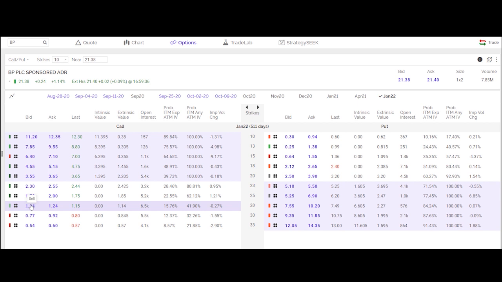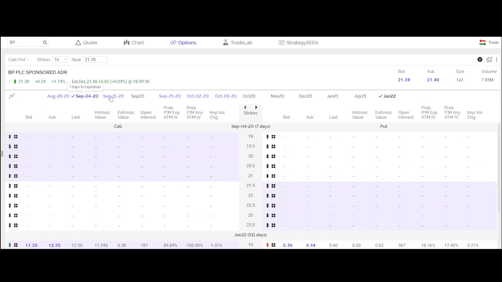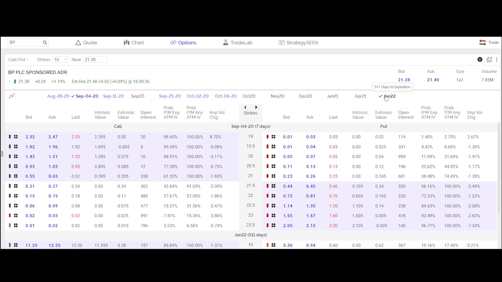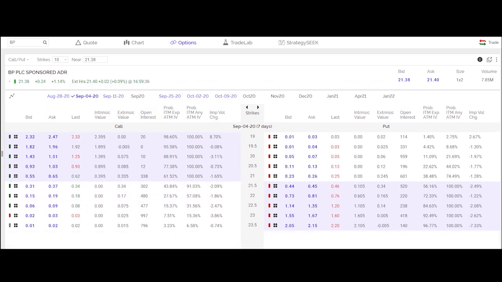So, break it down. Very simple. Number one, the further out, the more expensive the premium will be. The more in the money for calls and in the money for puts, the more expensive it will be because it has intrinsic value. If you want to buy cheap options, you look for close options. They expire tomorrow and are also out of the money.